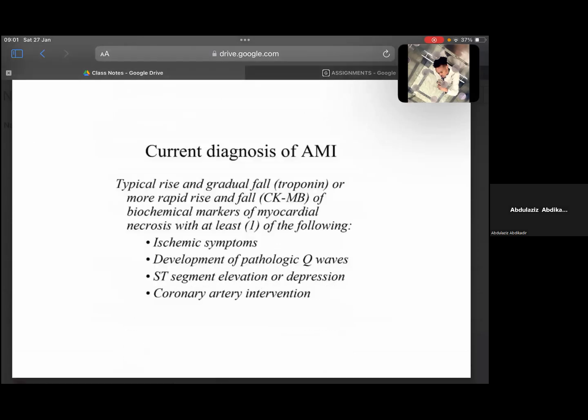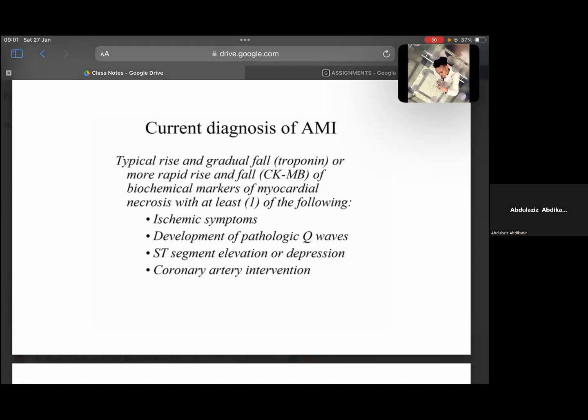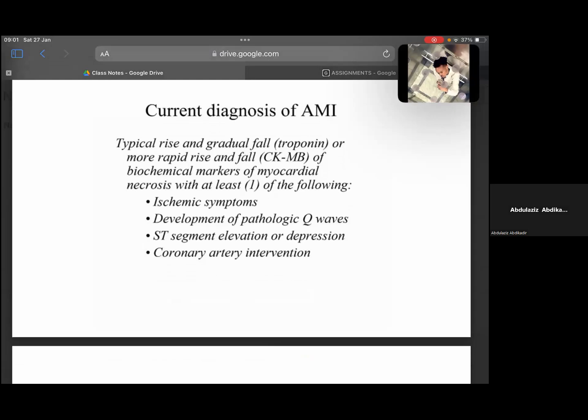So the typical rise and fall, you do it with one of these. So the ischemic syndromes, the pathologic Q waves, the ST elevation. Remember the ST elevation myocardial infarction and the non-ST elevation myocardial infarction, the STEMI and the non-STEMI. The coronary artery intervention, leave it for now. We'll take the first 3.